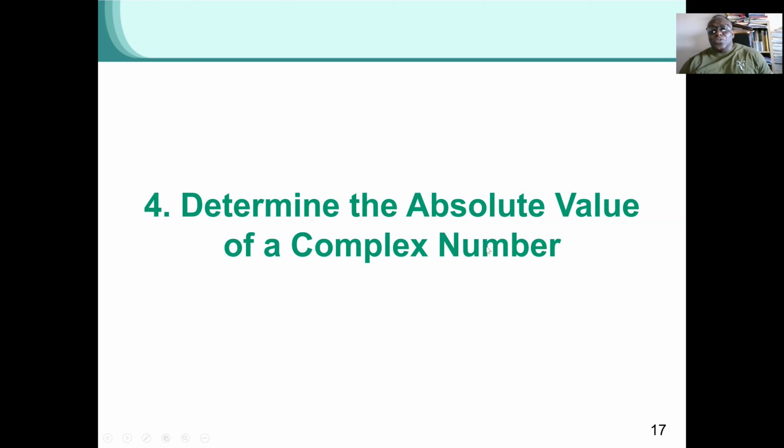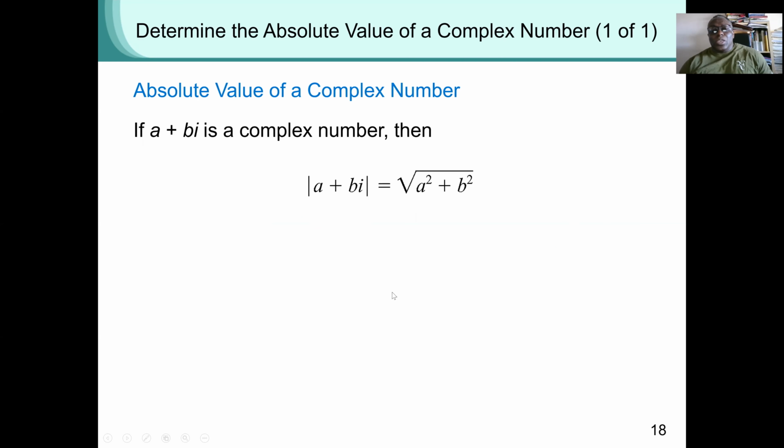Next, determine the absolute value of a complex number. So here we have the absolute value of a plus bi is equal to the square root of a squared plus b squared. So again, if a plus bi is a complex number, then the absolute value of a plus bi will be the square root of a squared plus b squared. And that's the only rule we use here. The absolute value of a complex number is always something like the Pythagorean theorem: the imaginary part squared plus the real part squared, then the square root.